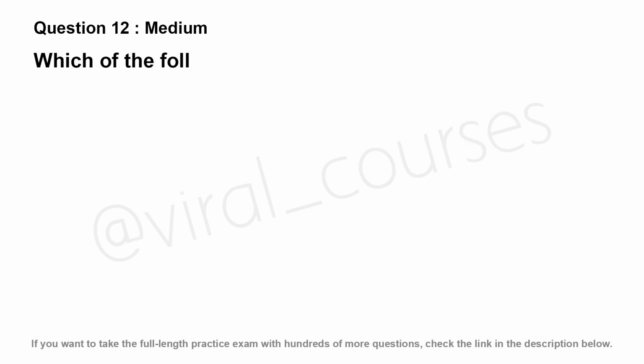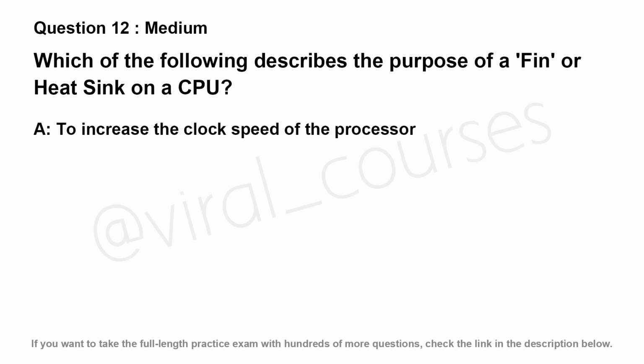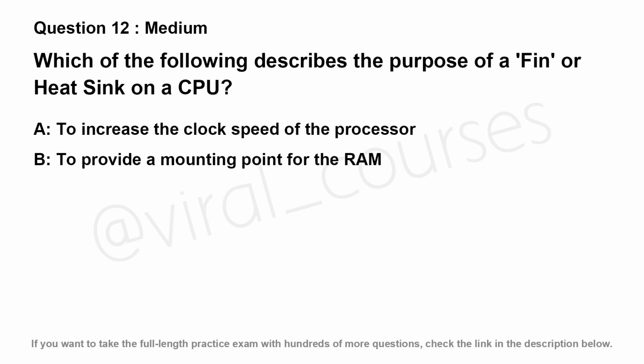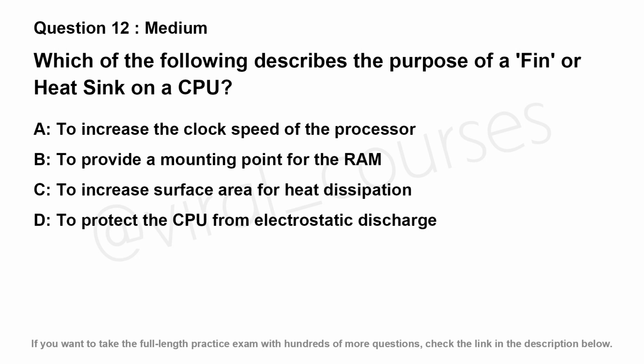Which of the following describes the purpose of a fan or heatsink on a CPU? Option A. To increase the clock speed of the processor. Option B. To provide a mounting point for the RAM. Option C. To increase surface area for heat dissipation. Option D. To protect the CPU from electrostatic discharge.